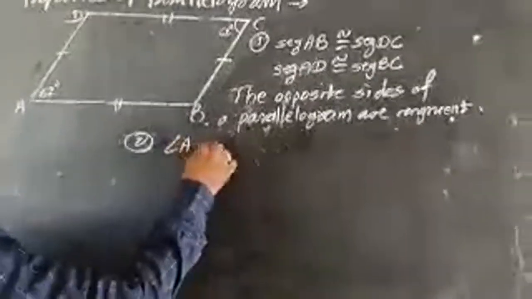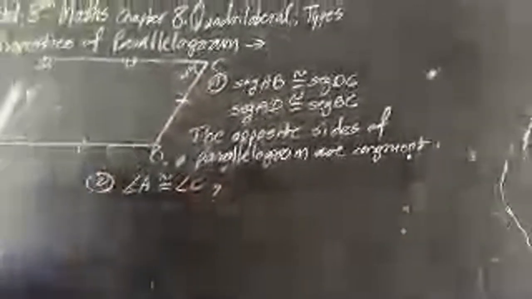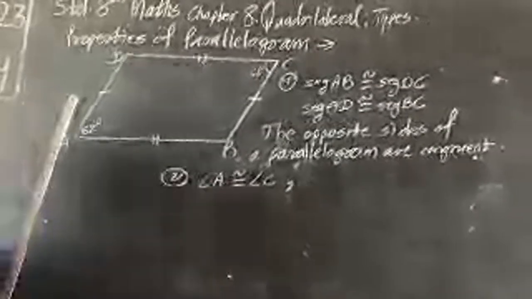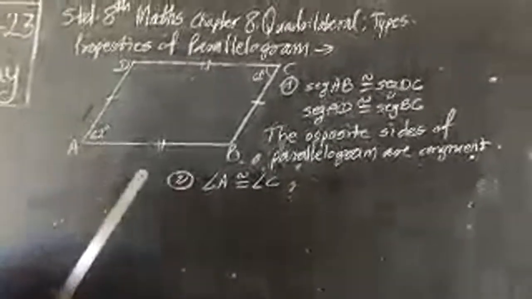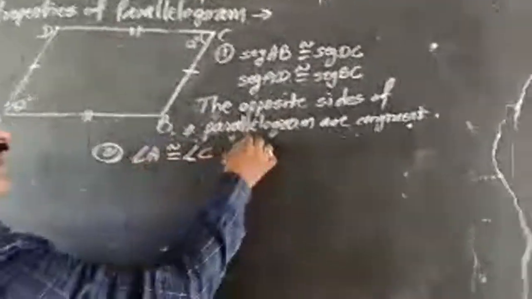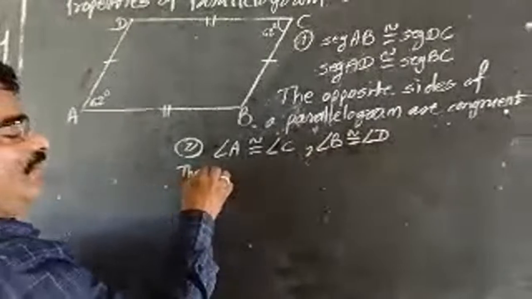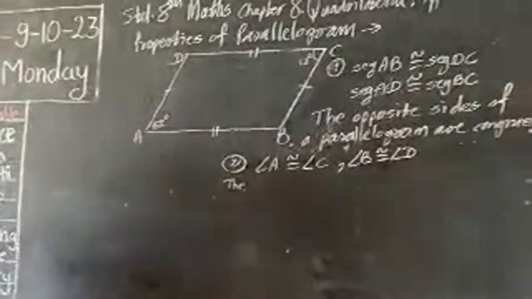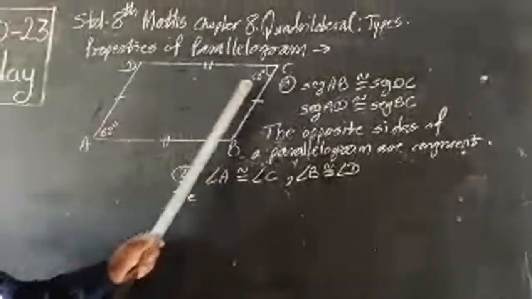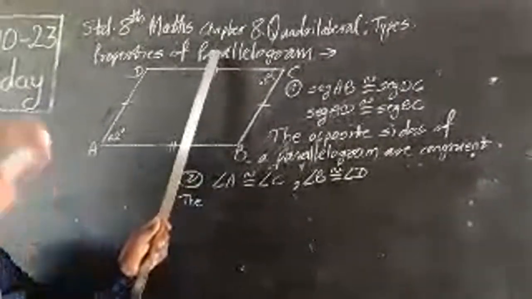Angle A is congruent with angle C, and another pair also we get congruent. Which pair? Angle B and angle D, correct. Angle B is congruent to angle D. And what is the sentence? The opposite angles of a parallelogram are congruent. Yes, good.